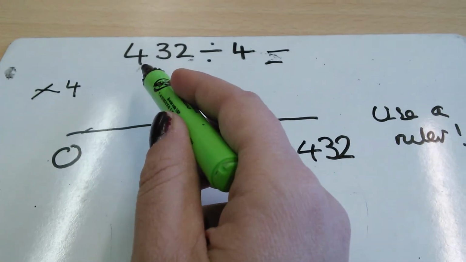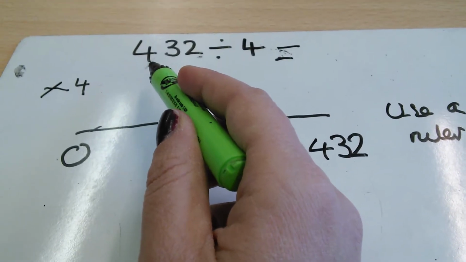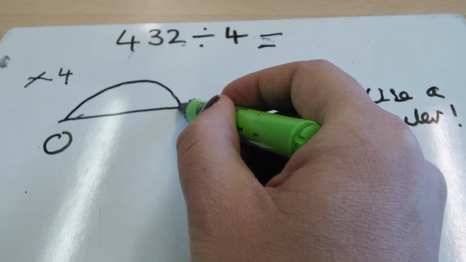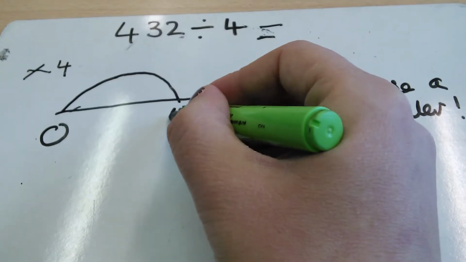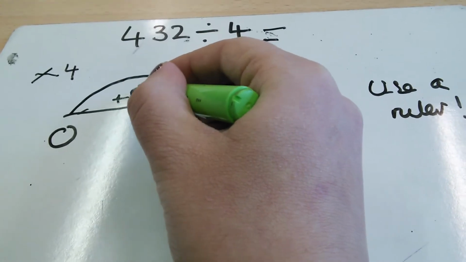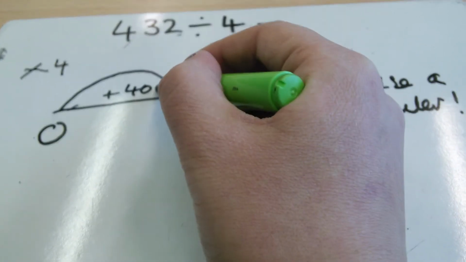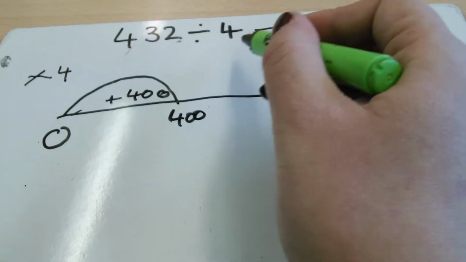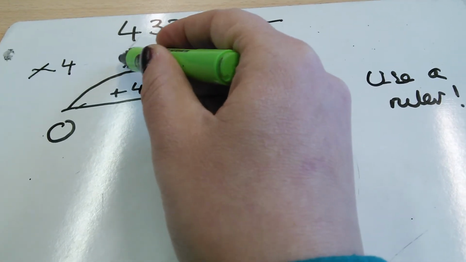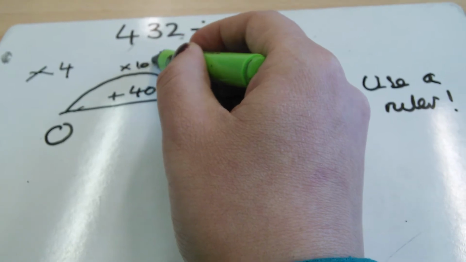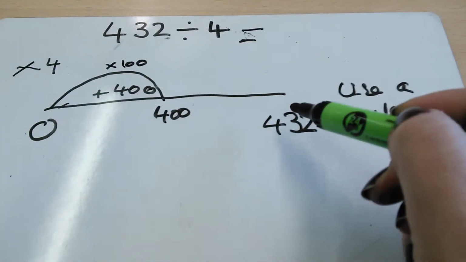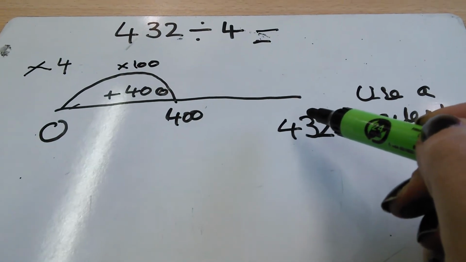Well, look at that juicy 400. 400 must be in the 4 times table, so I'm going to do a jump of 400. Yeah, so I've done a jump of 400. And just to remind me how many lots of 4s that is, I'm going to write that on the top. So how many lots of 4s? Yeah, it was 100 lots of 4s. Awesome.